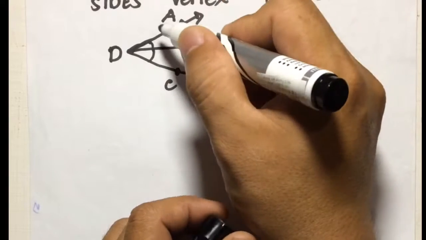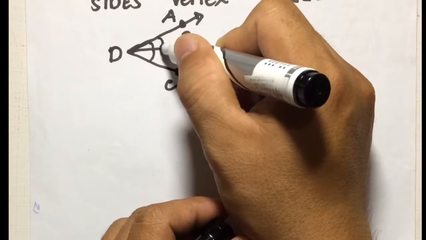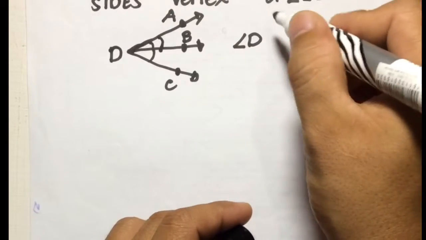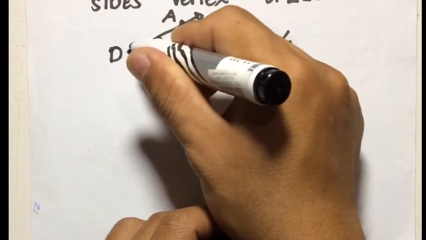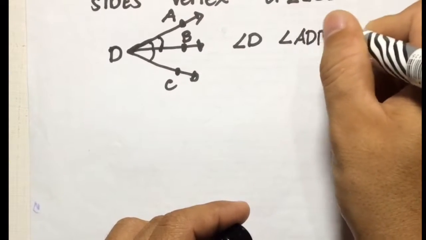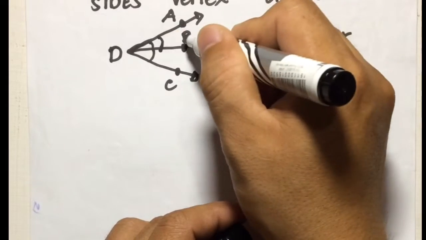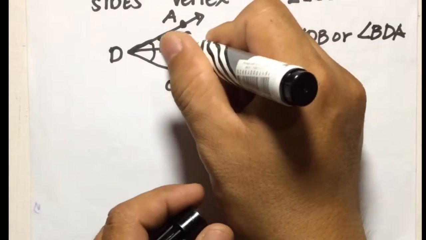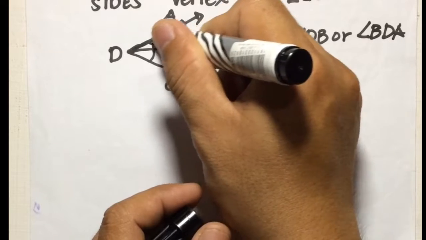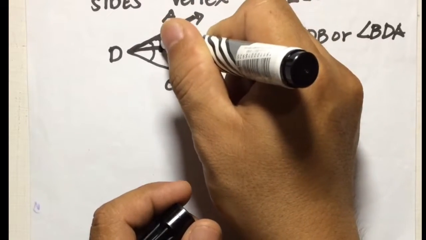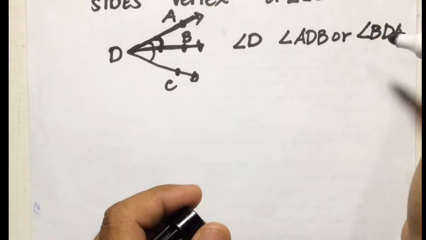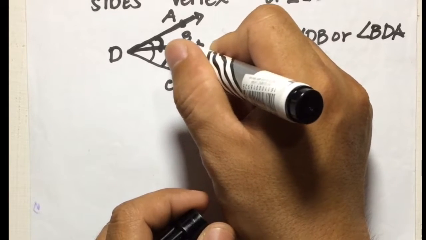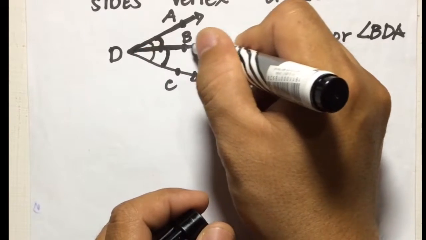For example, if we're going to specify this angle here, we can name this angle using three letters, and this angle is angle ADB. Or another name for this one is BDA. So from this ray to this ray, this is angle BDA or angle ADB.